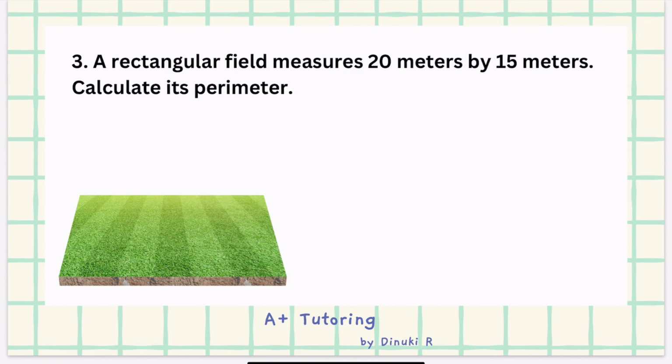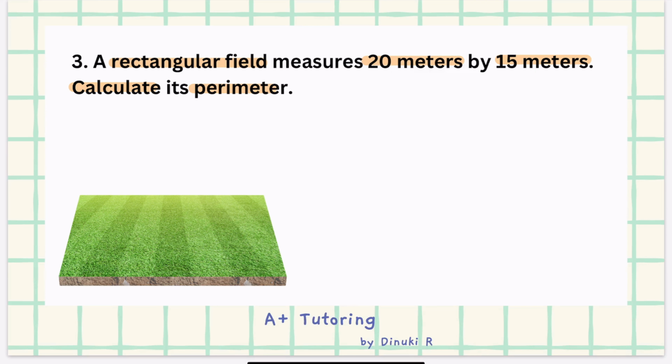Question number 3. As always, pause the video here and just take a second for yourself to read through the question. Okay, now that you've had a read through the question, let's go and find the key pieces of information. A rectangular field measures 20 meters by 15 meters. Calculate its perimeter. Okay, again, I've just provided an image to help out, but don't expect the image to be provided to you. If it's not there, draw a diagram for yourself.